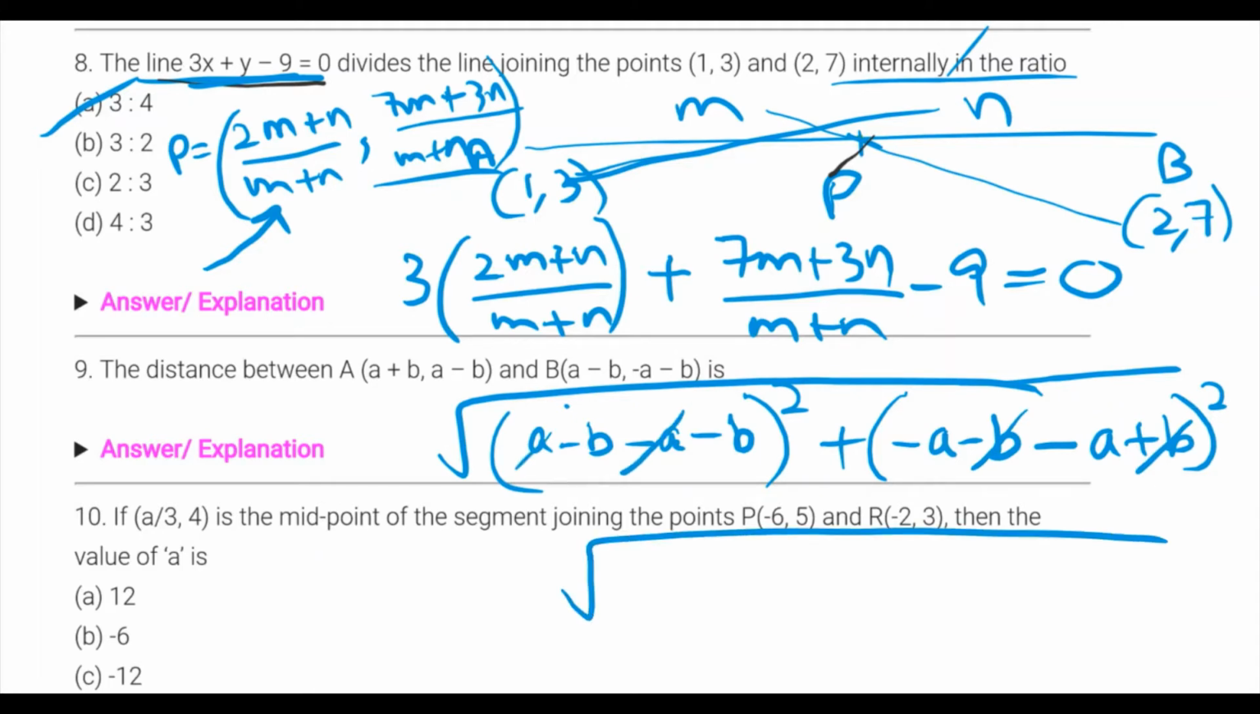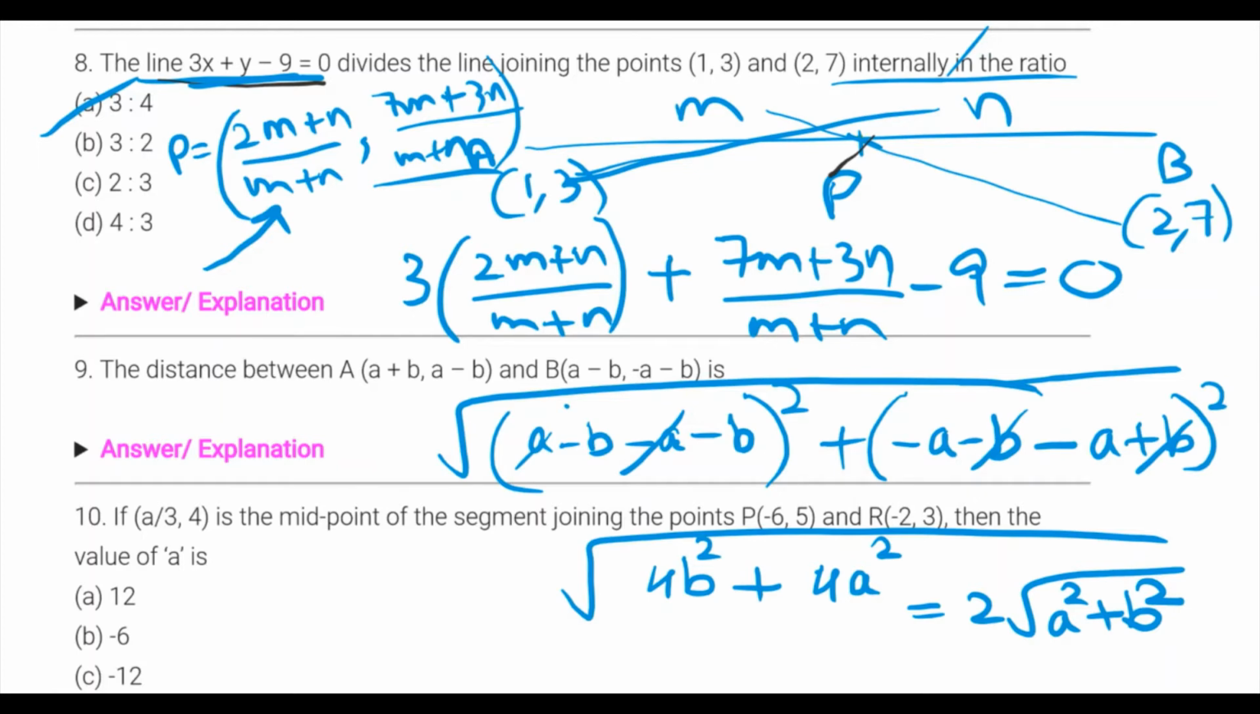So this is square root of 2b whole square, which is 4b square, plus this is minus a, 4a square. Taking out 4 common, this is 2 into root of a square plus b square. So this is our required solution.